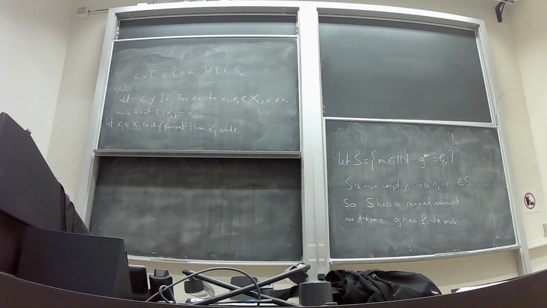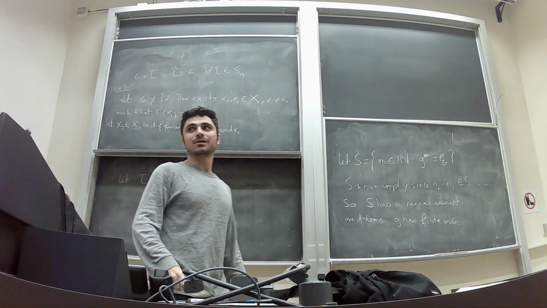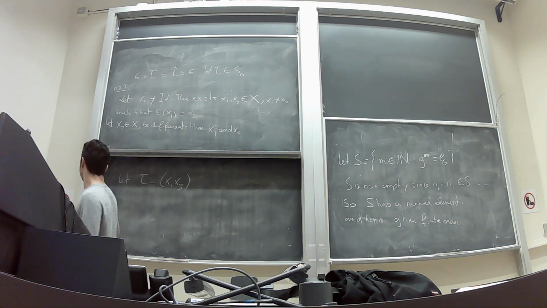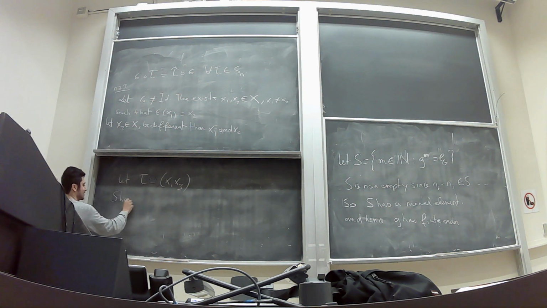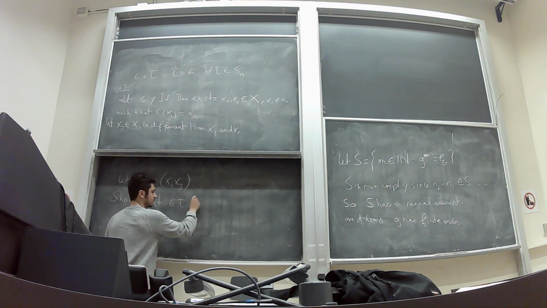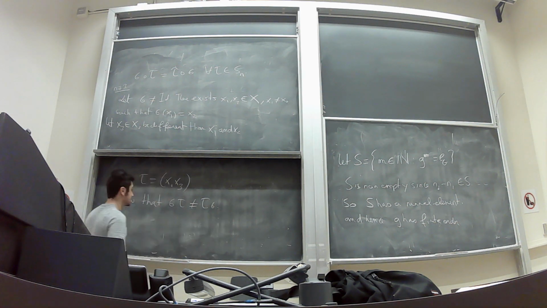Let x1, x3, for example. Okay. And I've done more than half the problem. Then show that sigma tau is different than tau sigma.